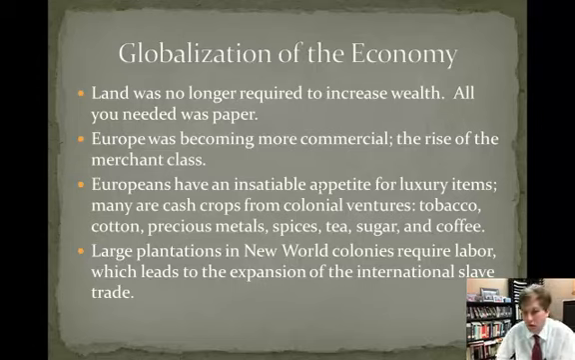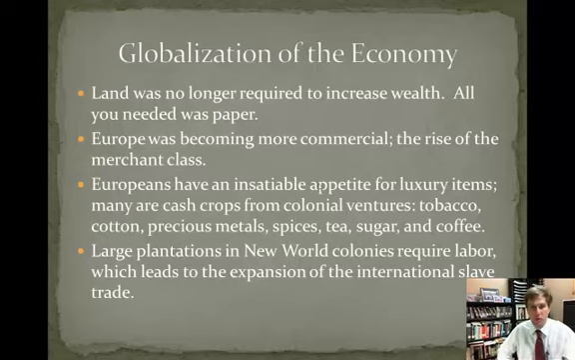All right, so that's a brief look at some of the Indian tribes that were here when the British and the French and then later Americans began to settle into the western frontier. Now, what you're also going to have in the 18th century is the globalization of the economy. Land was no longer required to increase wealth. All you needed was paper. And what I mean by that, well, stocks.